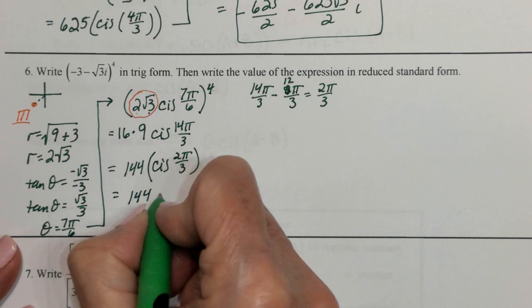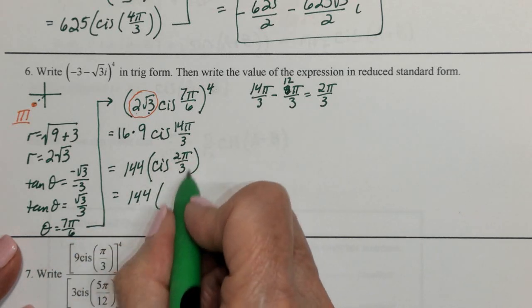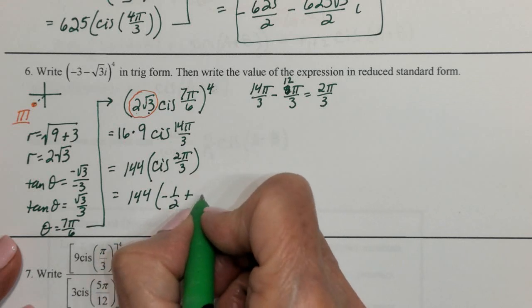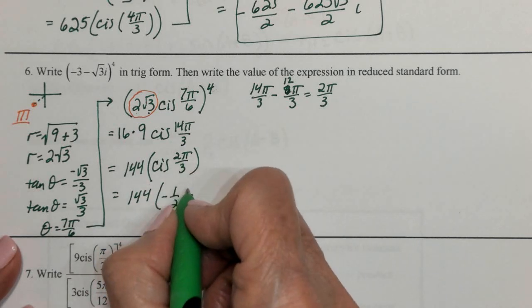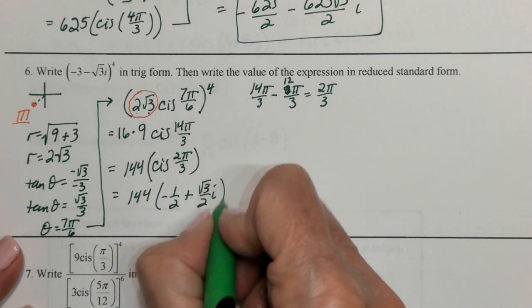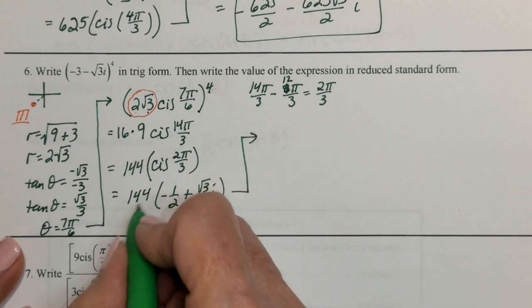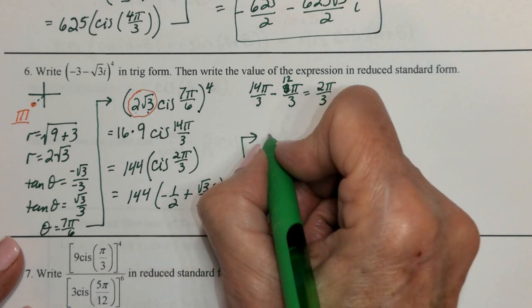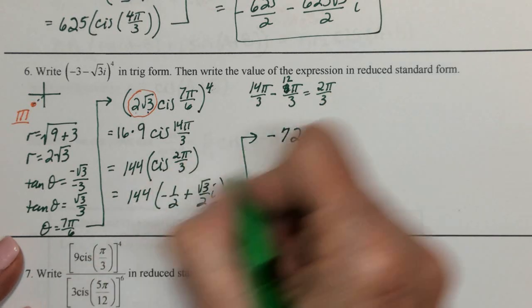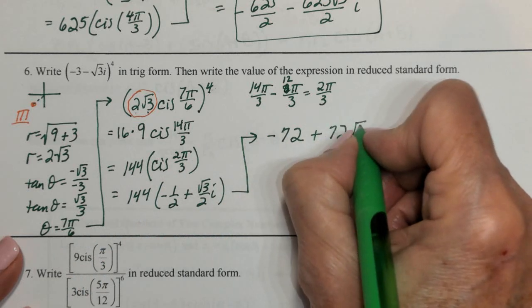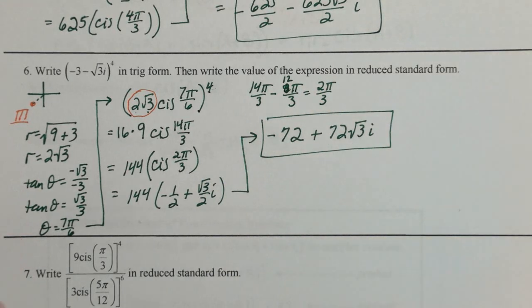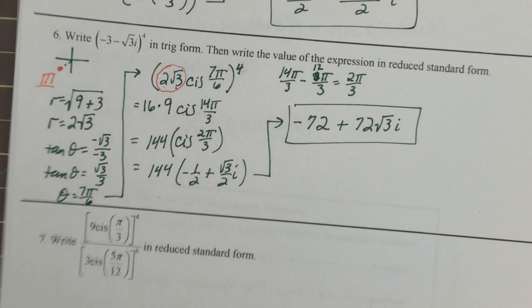So the coterminal angle here is 2 pi over 3. So we have 144 times cosine of 2 pi over 3, which is a negative 1/2. And then sine of 2 pi over 3 is a positive square root 3 over 2. And then bring down my I. 144 times negative 1/2 is a negative 72. And then this will be a plus 72 square root 3 I. Okay, let's do one more.